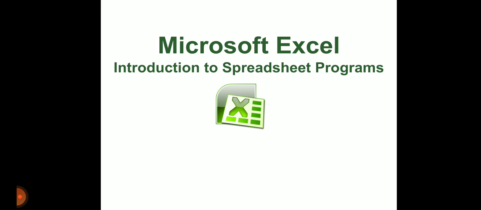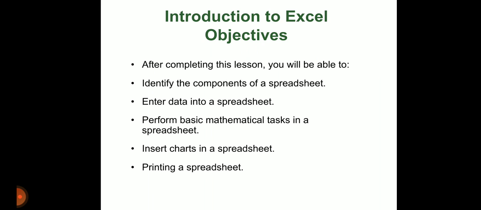So we are going to discuss Excel. Let's have a look at it. This is the symbol, the green color symbol of Excel. First we see what it contains: the spreadsheet, and which features and commands are available. Then we enter the data in the spreadsheet. Then we can do mathematical tasks. Then we will insert a chart, and then we can print or send the spreadsheet.